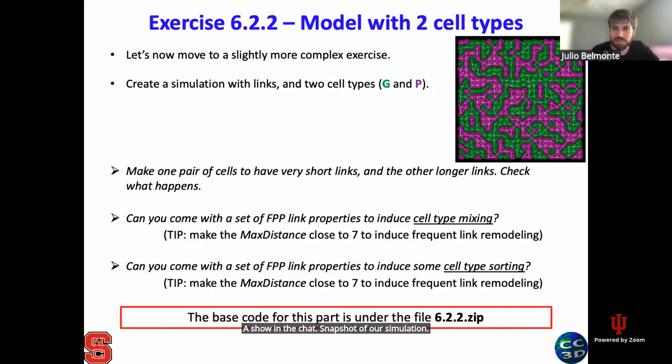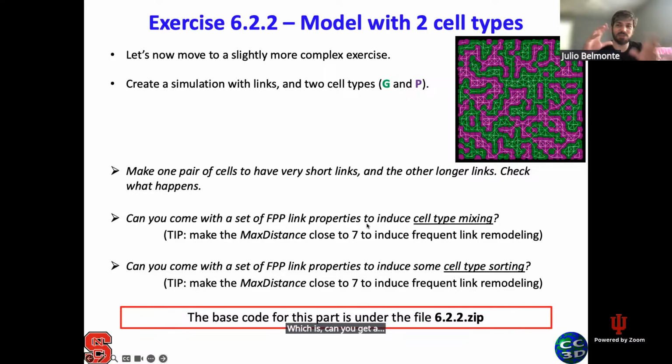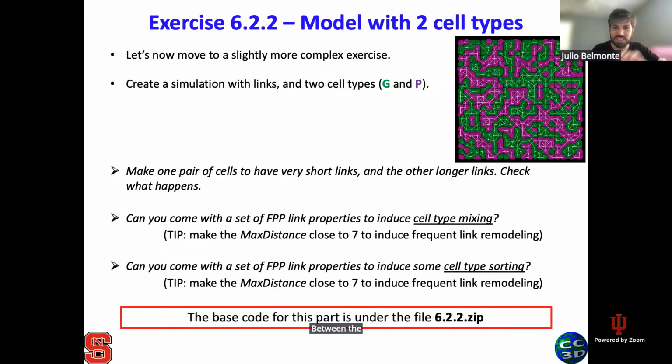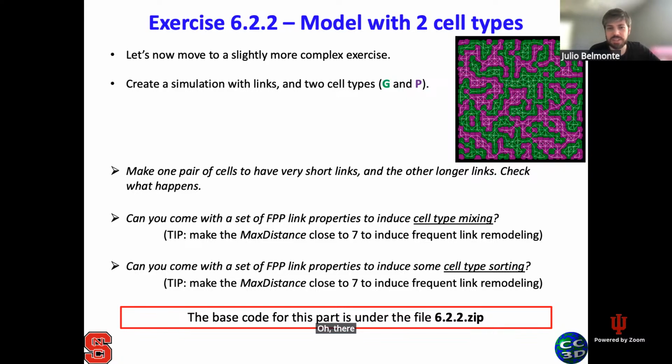Once you have played with that, you can take on these 2 challenges: can you set those parameters in such a way that you get cell type mixing, and can you change your parameters in such a way that you actually have cell sorting between the 2 populations. But let's first do this one. Let's change the number of links or the length of links to be shorter and longer, and see what happens. There's a question in the chat.